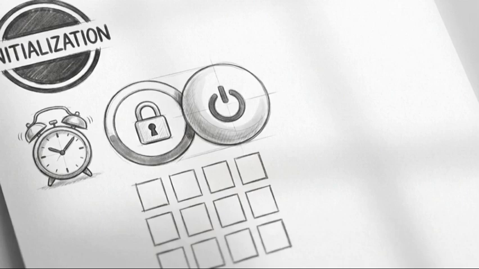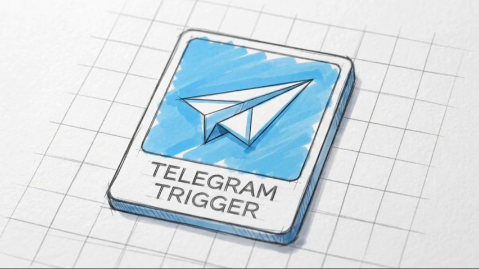Step 1 is establishing the trigger. This acts as the waking mechanism that tells the workflow it's time to start. In your n8n canvas, search for Telegram and drop the trigger node directly onto the grid.